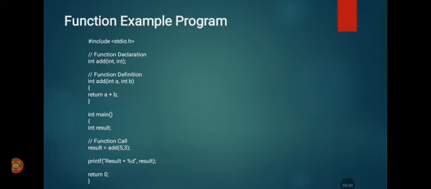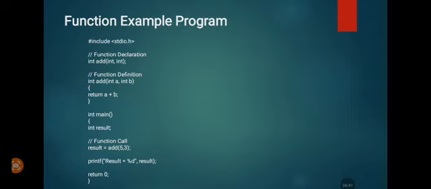And third one is function call. result = add(5, 3). Here the function is executed by passing values 5 and 3. The returned value is stored in the variable called result. Finally, the output is displayed using printf("result = %d", result). The output of the program will be result = 8.